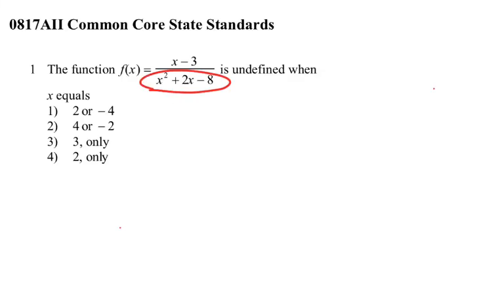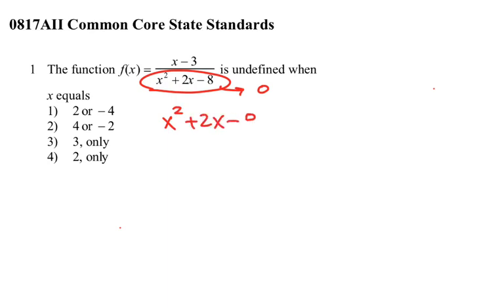Hello, let us look at August 2017 questions. So first we want to see this function. We need to find the value where the function is not defined. Then what we have to do is set the denominator equal to 0, and whatever we find, those are the values we have to exclude.